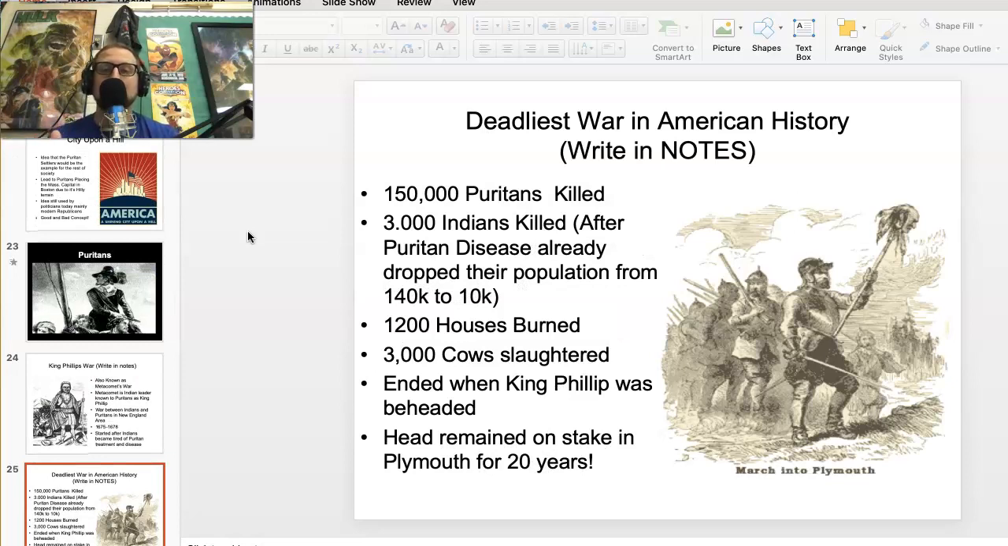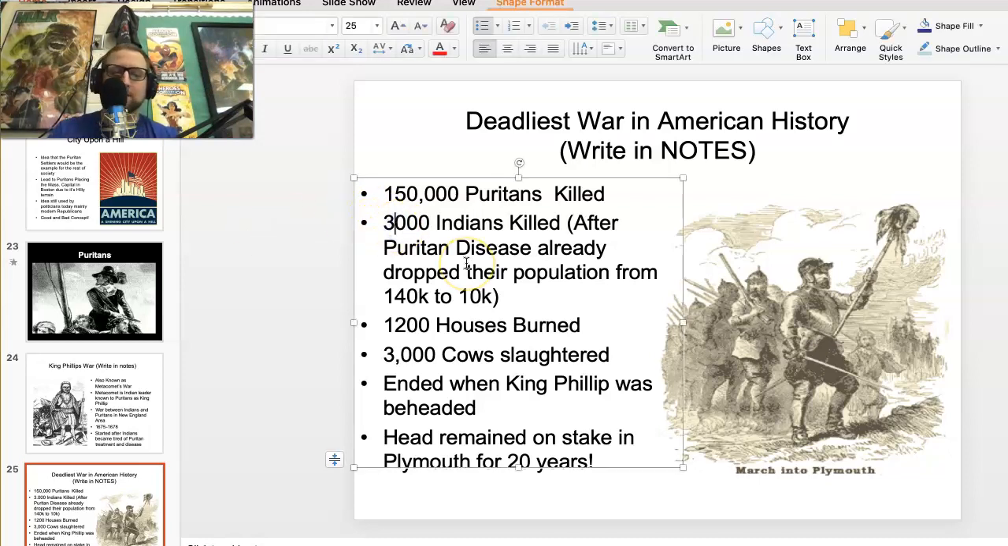You see the statistics from this war. Now, when you compare these numbers to, say, the deaths in World War II, in which you had 62 million people die, or World War I, where you had 23 million people die, 3,000 Indians, 150,000 Puritans killed. It doesn't look like that it was that bad of a conflict. All of these are human lives, and they need to be looked at with empathy.